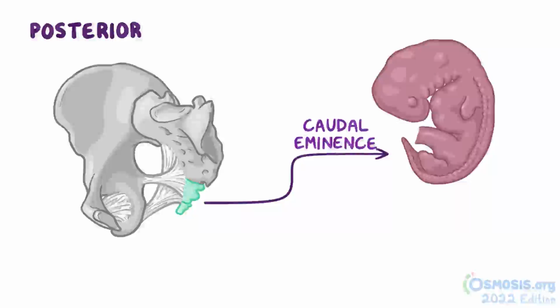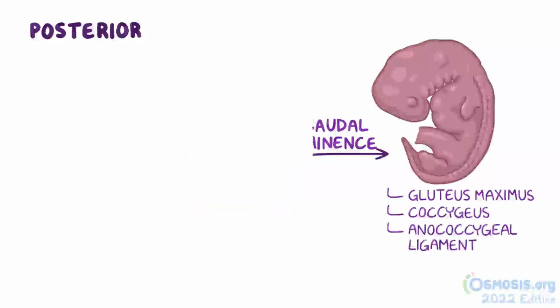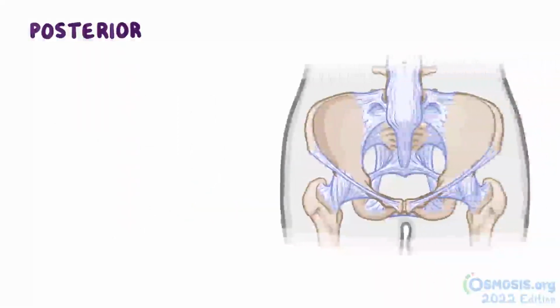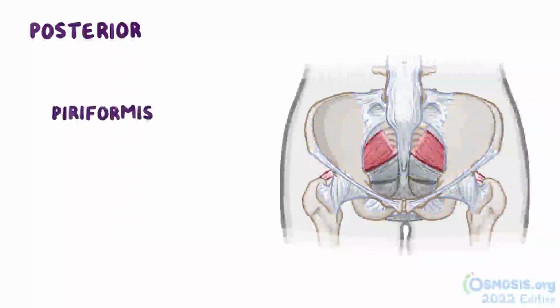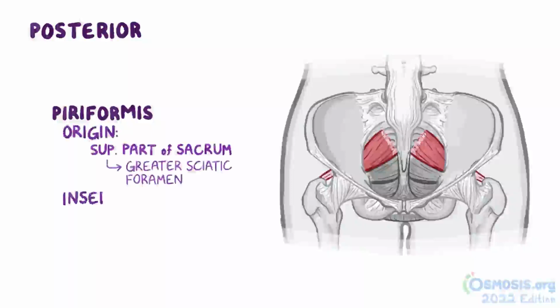But it's not just an embryonic remnant. Multiple structures attach to the coccyx. These include parts of the gluteus maximus and coccygeus muscles, and a ligament called the anococcygeal ligament. Now, as the name suggests, the musculoligamentous part of the posterior wall is composed of muscles and ligaments. The piriformis is the main muscle which forms the posterolateral walls of the pelvic cavity. It originates from the superior part of the sacrum, goes through a foramen called the greater sciatic foramen, and finally attaches to the superior border of the greater trochanter of the femur.